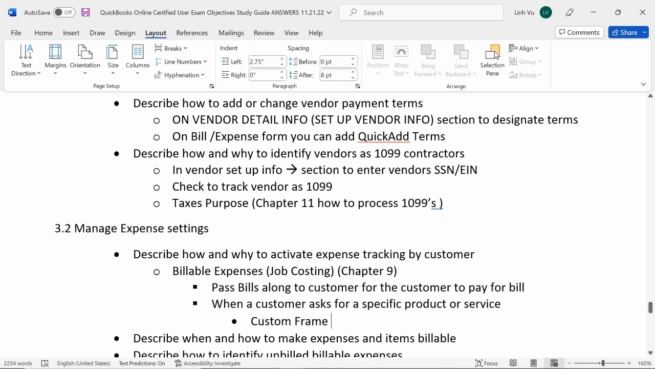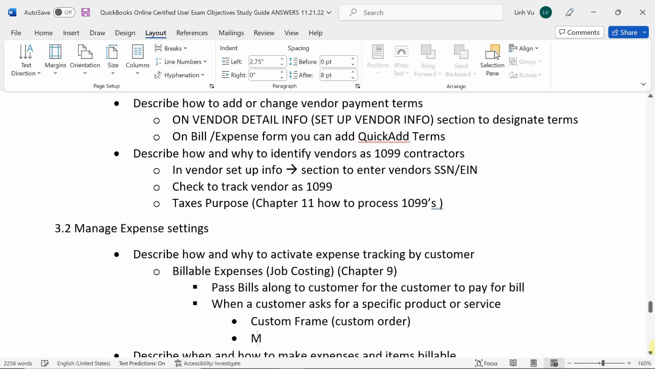So in this case, that's what I mean by custom frame. It's a custom order. So therefore, you can have the customer pay for that bill along, and you can choose to mark up your prices as well. So again, you can mark up prices.